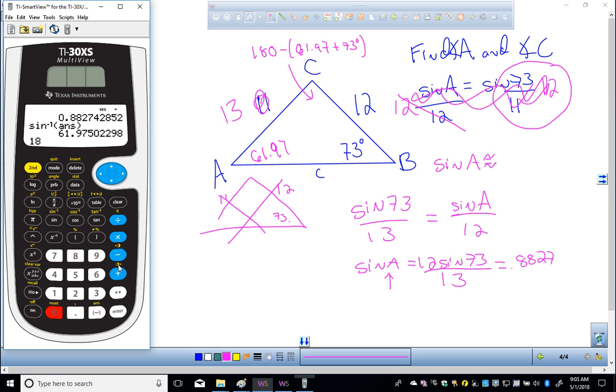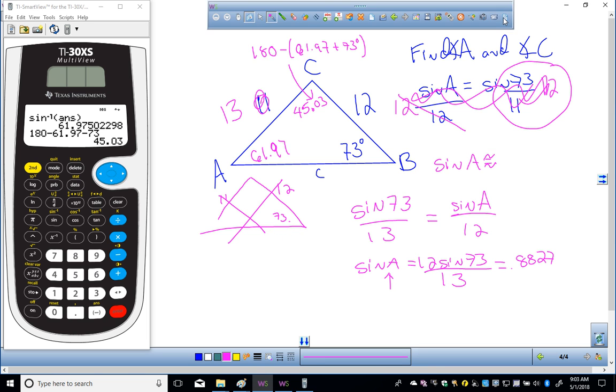180 minus 61.97 minus 73 equals 45. So this angle up here is about 45.03. It would actually be 67.9. Oh yeah, Mia's right, 67.98. Okay, round off to the nearest tenth.